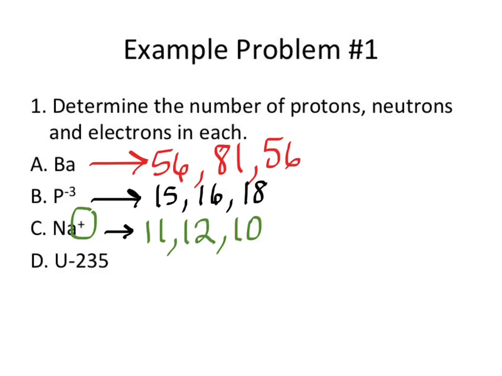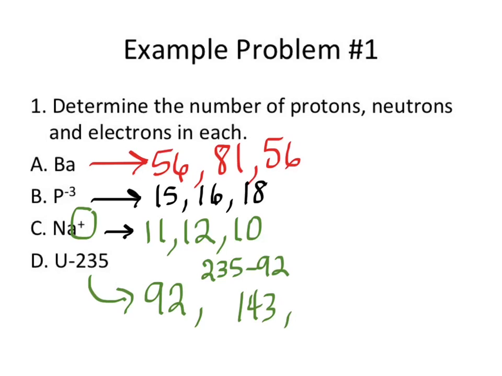U-235. So U is uranium. 235 is the mass, so 235 minus 92 gets me 143. And how many electrons does it have? 92.